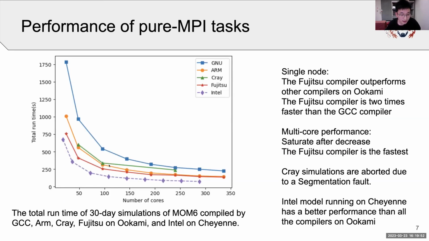One point here: the Cray compiler, we successfully compiled it with the Cray compiler, but it could only run on several numbers of nodes. For other numbers of nodes, the job will abort because of a segmentation fault.